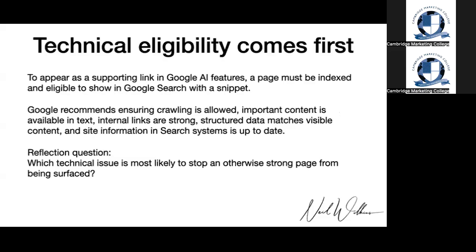So basically what Google's recommending us to do is to ensure that important content is available in text, not as overlays on images, not as captions or things like that, but available in easy to reference text. We do also need to be making sure that the internal links are strong.